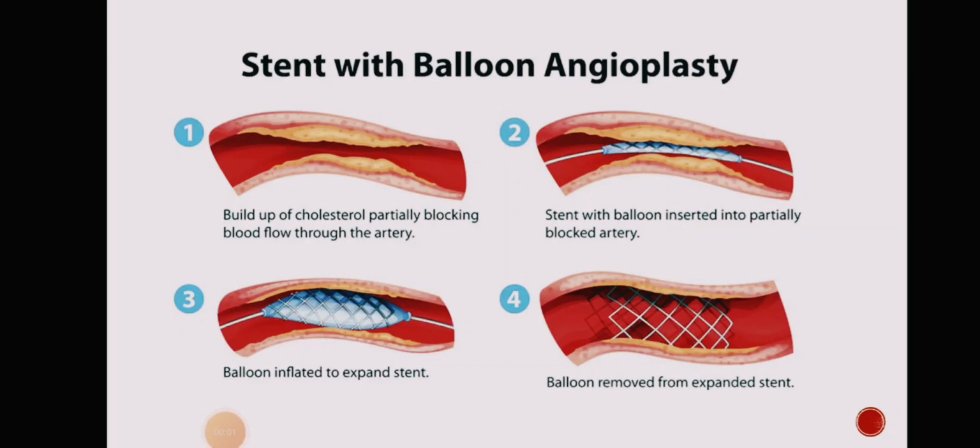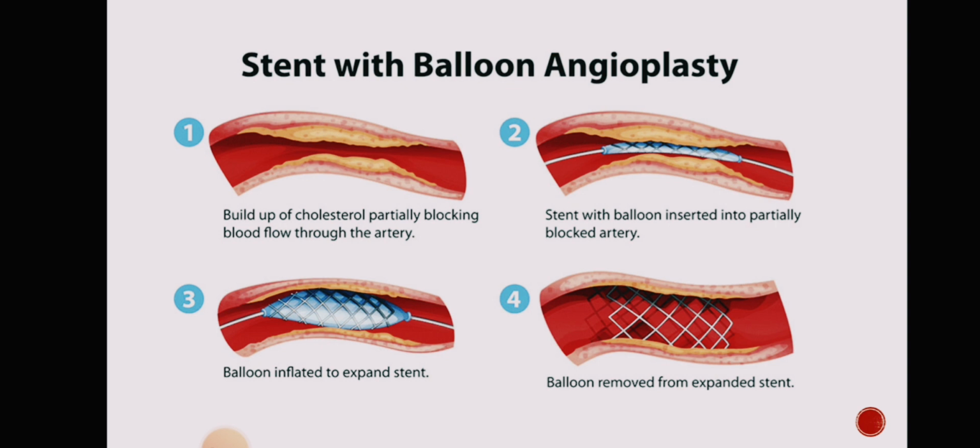So this is a pictorial representation of angioplasty. Angioplasty is really of two kinds. One is with balloon and another is stent with balloon. So in the first figure we can see that the blood vessel is narrowed by cholesterol deposition. In the next figure we can see a stent. Actually a stent is a small tube made of metal mesh. It is used to treat weak or narrow blood vessels. And these stents are permanently implanted using angioplasty.